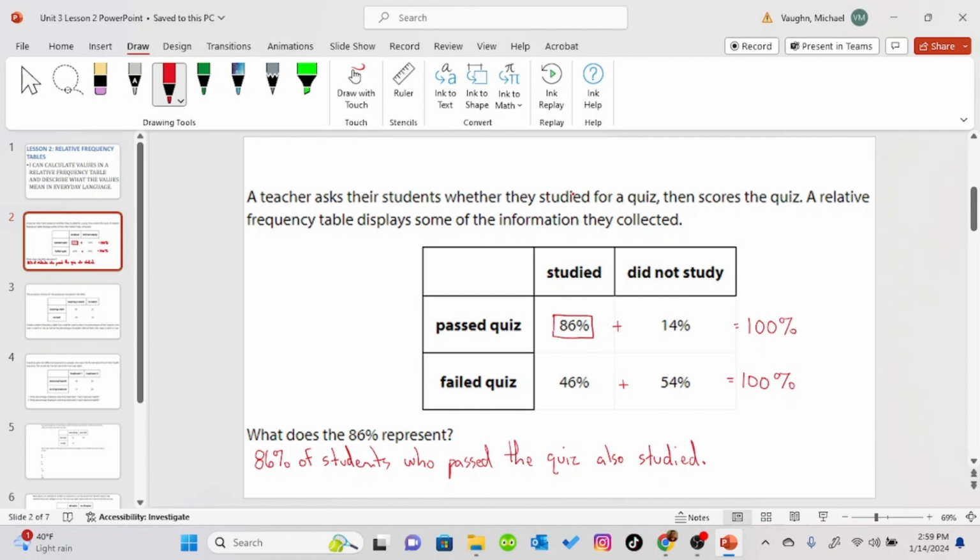So it's important that we pay attention to how the table is set up here. We want to know, is it the entire table that it's 86% of? Or is it 86% of a specific column? Or in this case, it's 86% of a specific row.